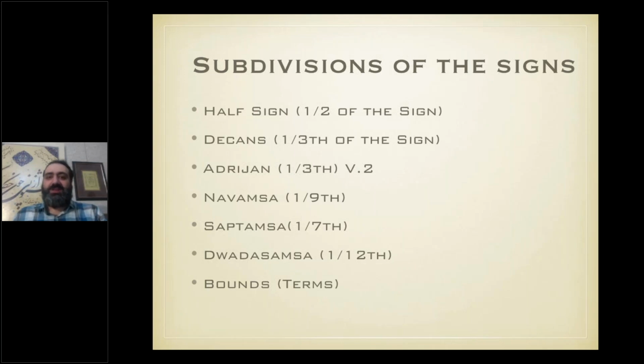It's an Indian term, but Persians also use it very widely. And we can also divide it by 7, which is related to the 7 planets and 7 spheres, so it's also important. We can also divide it by 12 and different equal subdivisions. At the same time, we can have some unequal subdivisions, divisions which are not geometrically divided, like the planetary terms or bounds. I go to the detail later.